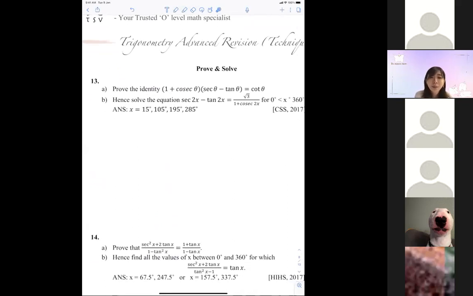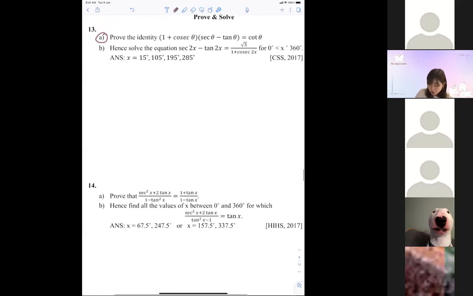Can you guys help me try part A? Just 13 part A will do. I will do part B with you. If you finish 13A, you can try 14.